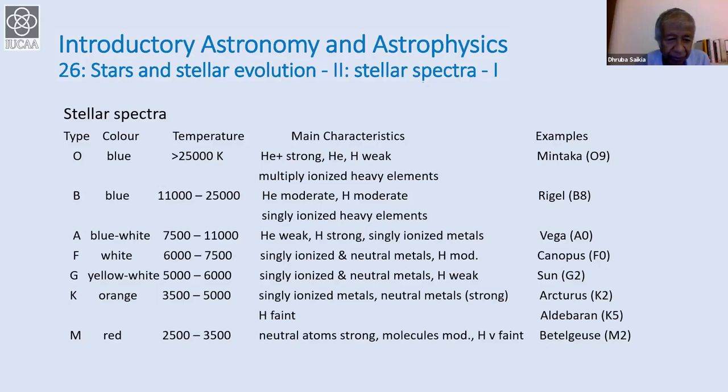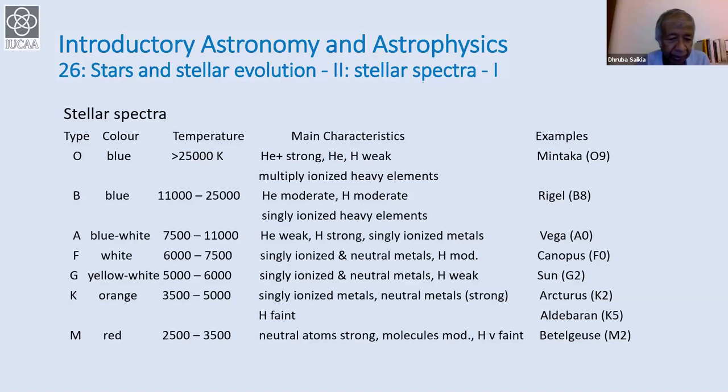G-type, which is like our sun, 5,000 to 6,000. Singly ionized, neutral metals, hydrogen is weak. So as I keep mentioning, the weak hydrogen doesn't mean hydrogen is not there. It's just that hydrogen has to be at the right level to be able to give you strong lines. K type, orangish, singly ionized metal, neutral metal, strong. Hydrogen is very faint, if at all.